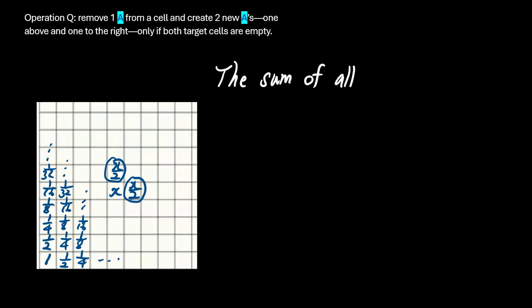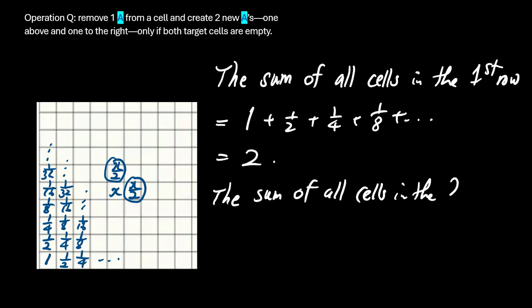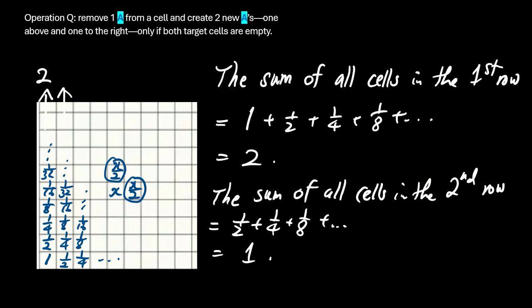Let's calculate the total possible value across the entire grid. We do this by summing column by column. The first column has values 1, 1/2, 1/4, 1/8. That's a geometric series that adds up to 2. The second column starts from 1/2, then 1/4, and so on, summing to 1. The third column sums to 1/2, then 1/4, and so on.